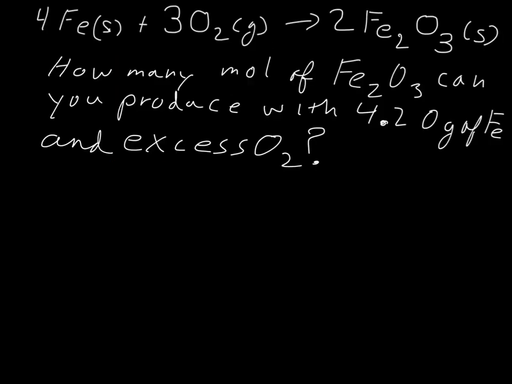Alright, same reaction, but this time we're moving it into the laboratory setting. Instead of going from moles to moles, we're going to bring it close to the laboratory by starting with grams. How many moles of iron 3 oxide can you produce with 4.20 grams of iron and excess oxygen?